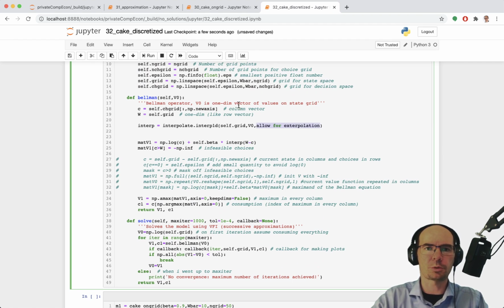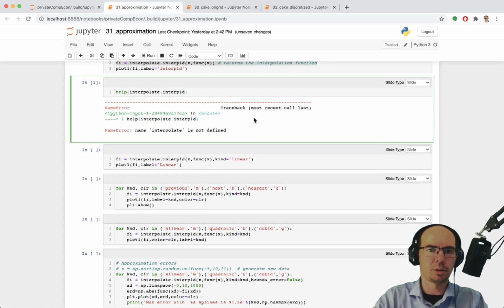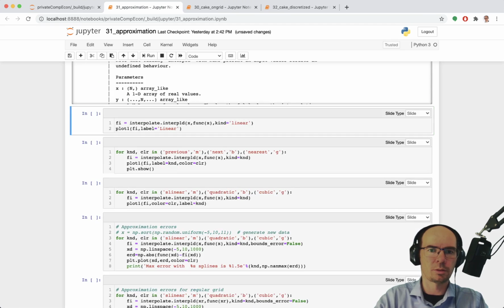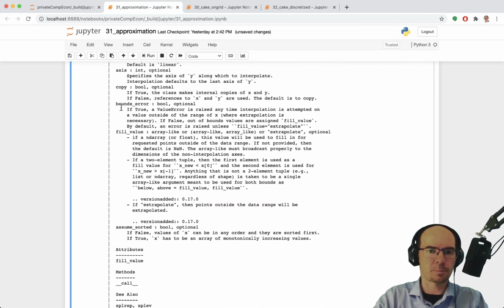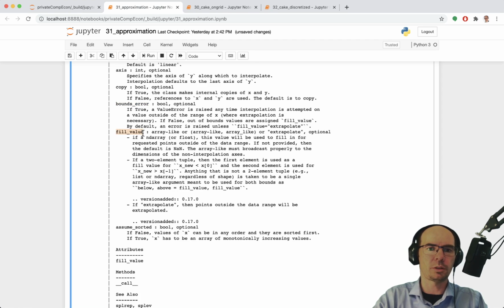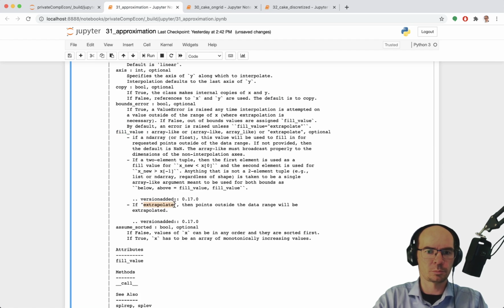Okay, now how do we allow for extrapolation? We can go back to the approximation and look at the help of the interp1d, which was just here a minute ago. Remember, we looked at this in the previous video. The bounds_error is what we need to control. So the bounds_error argument should be False. We don't want to bound it, and we need to provide the fill_value, extrapolate. Is this correct? Yeah.